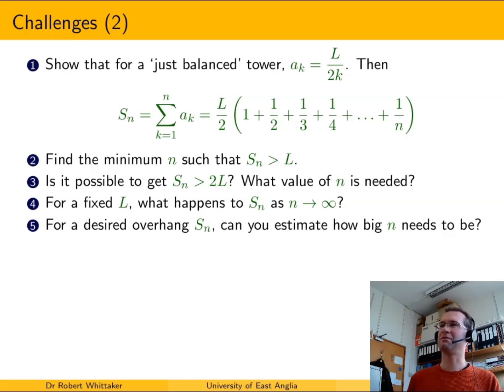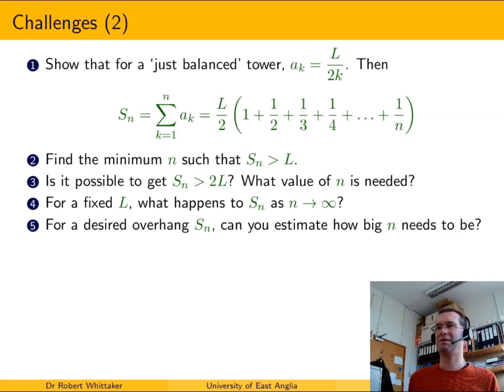And then if we've got that formula for Ak, we can put that in and we've got a result for Sn. And then using that result, theoretically, we can answer a number of other questions. So can we find theoretically what the minimum number of blocks n is, such that the overhang Sn is greater than L, and that corresponds to the idea of the top block overhanging the base completely. So can we find theoretically the minimum n, and does it agree with what we did experimentally earlier?